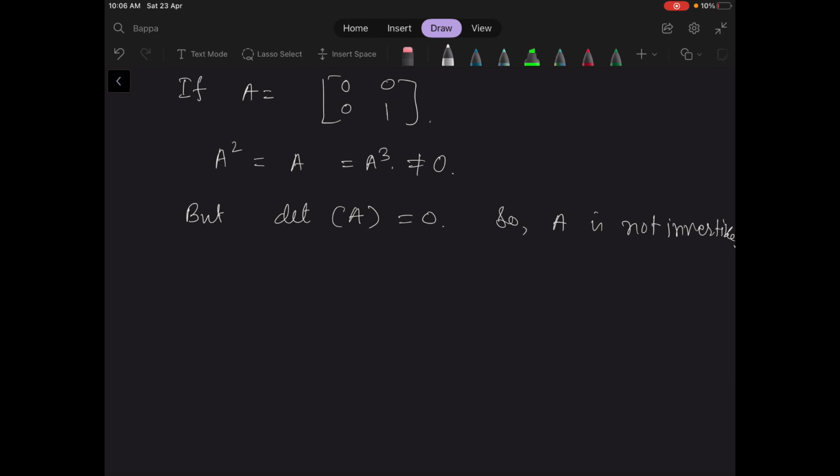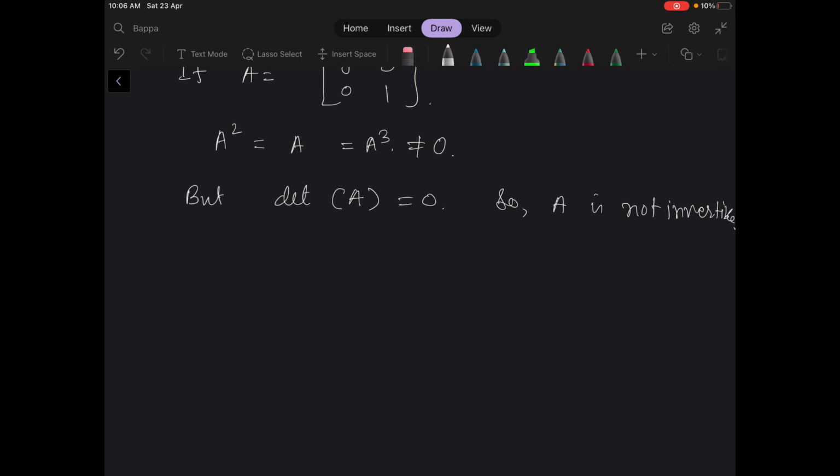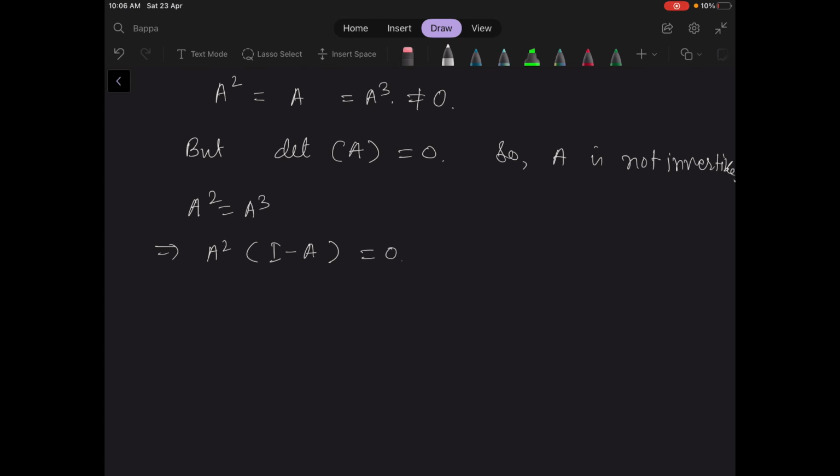But the more important fact is, how did I get hold of such a matrix A? The matrix A is inspired by this. Since we have A squared equal to A cube, that means A squared into (1 minus A) is equal to 0. So I looked at having eigenvalues of A as 0 and 1. Although the matrix is not equal to 0, we can have determinant equal to 0 by just taking this projection matrix on the second quadrant. One can also look at this matrix, that will also do the same.